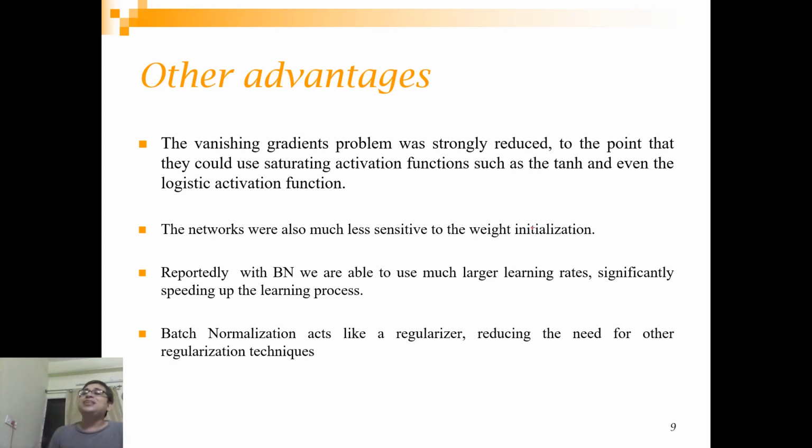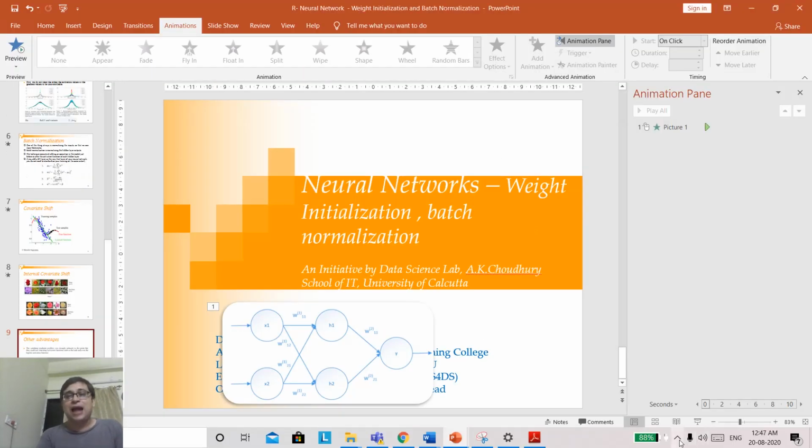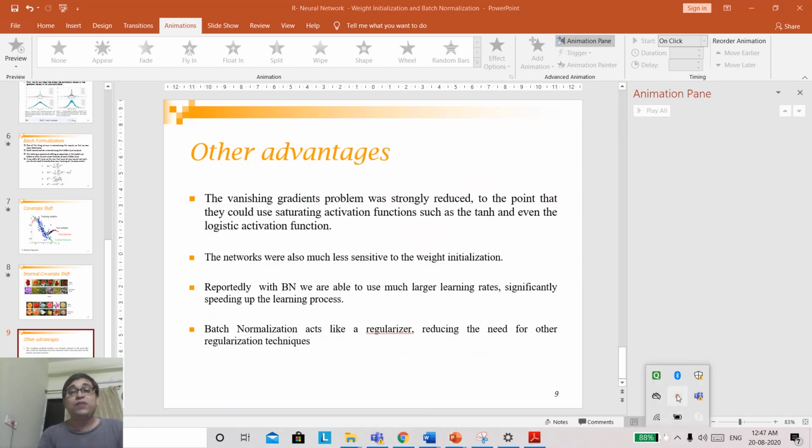If you have larger learning rates, it will significantly speed up the learning process, and it also acts as a regularization. You can look at some of the research papers where you can see that if you have used batch normalization and have not used dropout, you get a similar result, or in some cases you have even got a better result using batch normalization. So these are some of the advantages of batch normalization, and that is the reason it is a very important technique to know.